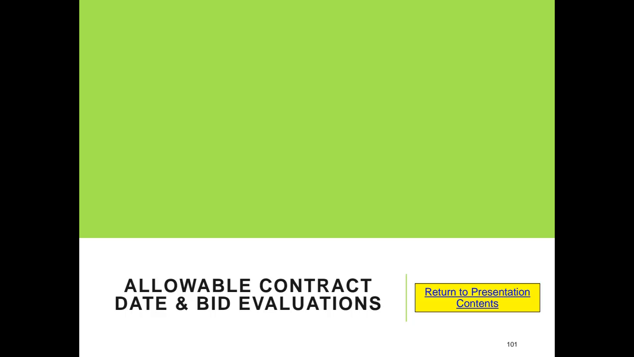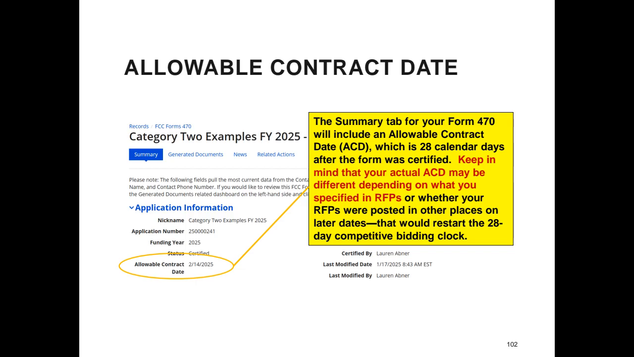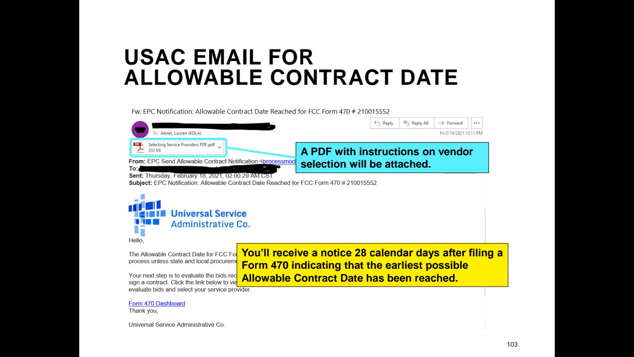Okay, let's talk about allowable contract date a little bit more. The allowable contract date for your form is listed in the record, and you will receive the automated email for that, keeping in mind that your true allowable contract date may be later if you specified a later due date in your RFP documents or in your narrative field.